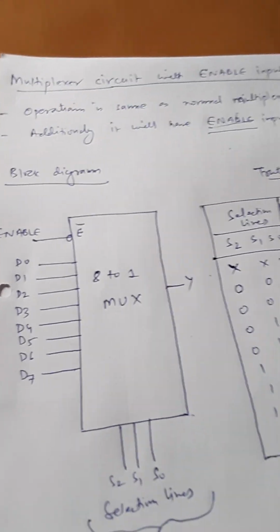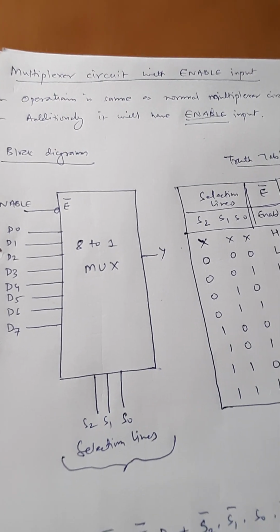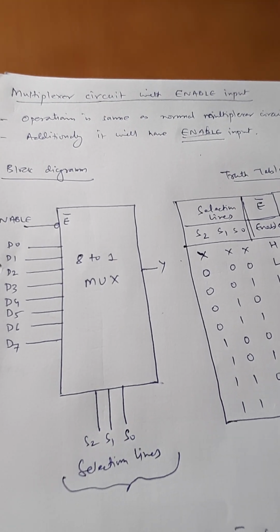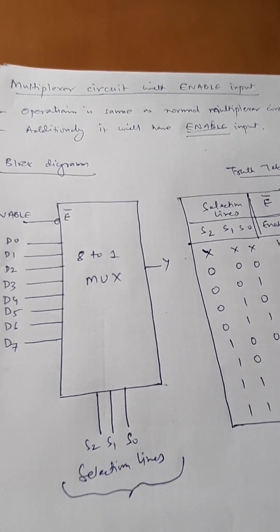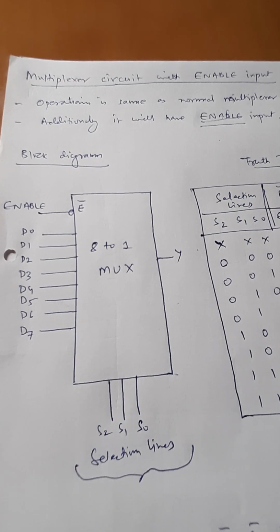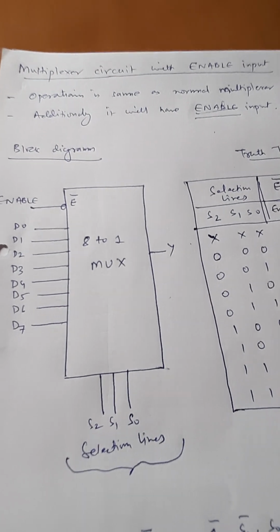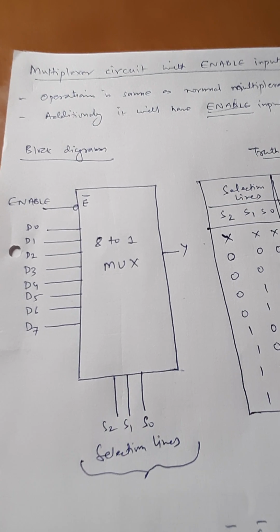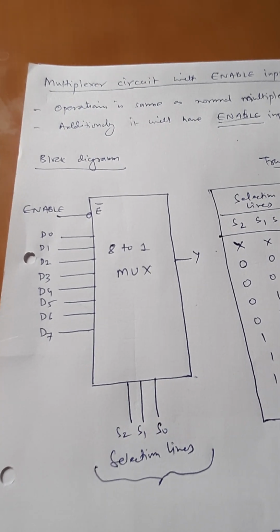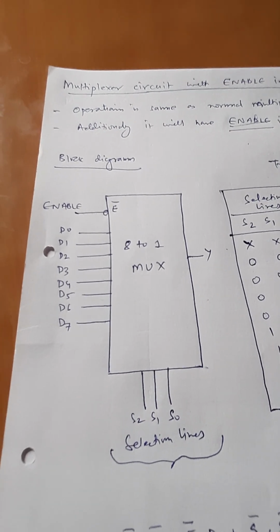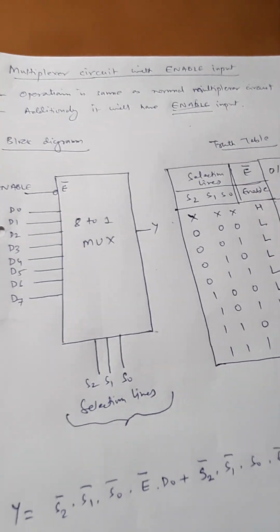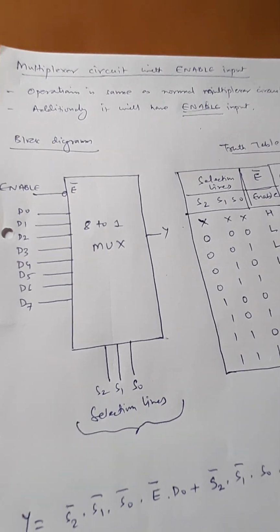Hello friends, last time we discussed the multiplexer circuit, its basic operations, the 2 cross 1 multiplexer and the 4 cross 1 multiplexer. We discussed its block diagram, truth table, Boolean expression, and we designed circuits for those multiplexers. I also gave one assignment, to design an 8 cross 1 multiplexer circuit. I hope everybody did that assignment.